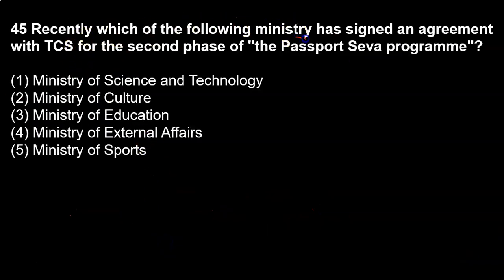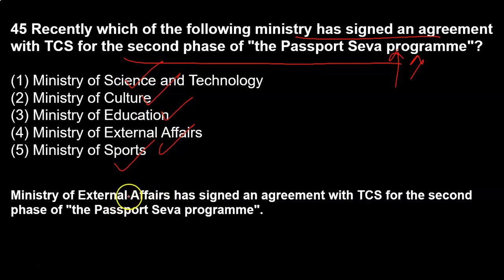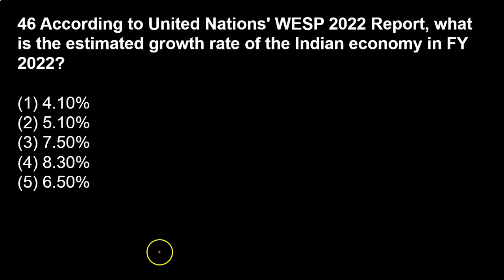Recently, which of the following ministries has signed an agreement with TCS for the second phase of the Passport Seva program? It's a very common question, or it was in the news recently. Your options are Ministry of Science and Technology, Ministry of Culture, Education, External Affairs or Ministry of Sport. So Ministry of External Affairs, answer is 4, and it has recently signed an agreement with TCS for the second phase of the Passport Seva program.